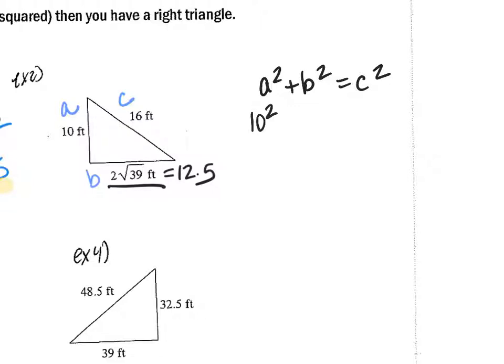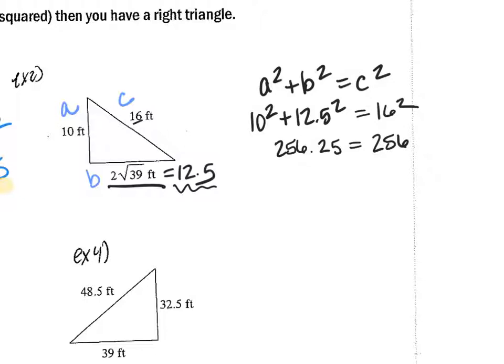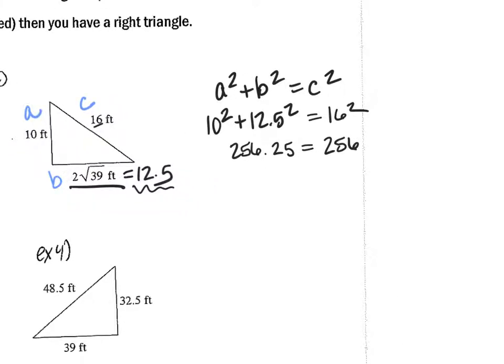So 10 squared plus 12.5 squared. So let's figure what that is first. 10 squared plus 12.5 squared, and I get 256.25. Now let's see what c squared is. So 16 squared. I get 256. Okay, close, but they're not the exact same, mostly because of this situation. So I'm going to say no. I'm going to say nope, not the same.